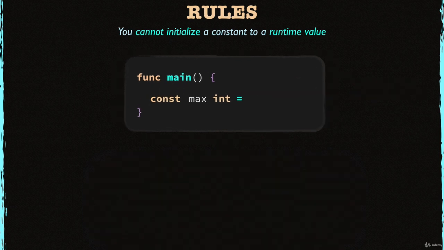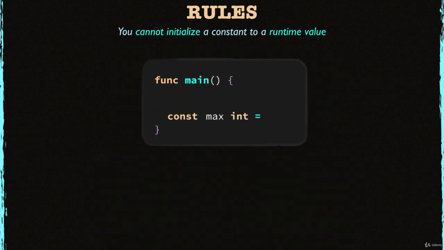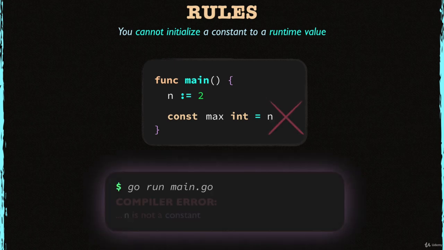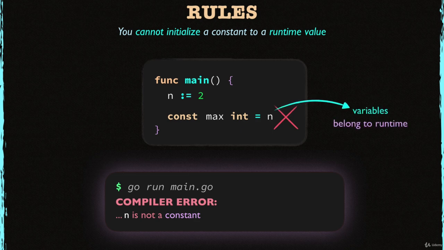Let's continue. Let me show you another example. Let's short declare a variable now. And let's initialize the constant using this variable. Okay, let's try. As you can see, there is a compiler error again. It says that n is not a constant. But why? It's because n is a variable. It belongs to runtime. So you cannot use a variable to initialize a constant. Actually, a variable is the exact opposite of a constant.